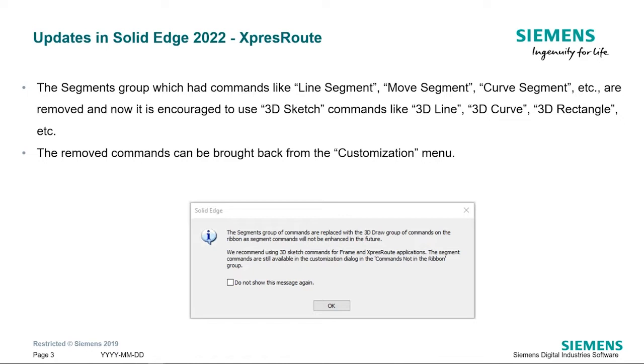So the key update here, as you can see from the screenshot, is that the segment group that was previously there in the older versions of Solid Edge has now been replaced with the draw group. So all the previous commands like the line segment, the move segment, the curve segment, the route command, and so on are now removed, and all these removed commands are now replaced with the 3D line, the 3D curve, and the 3D rectangle, and so on.